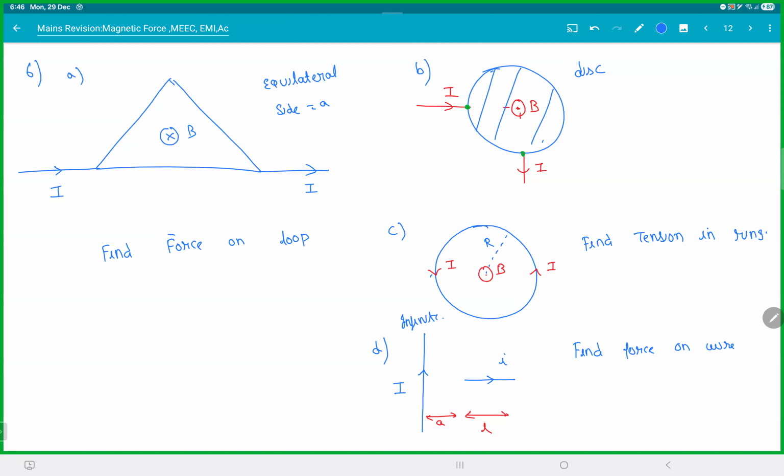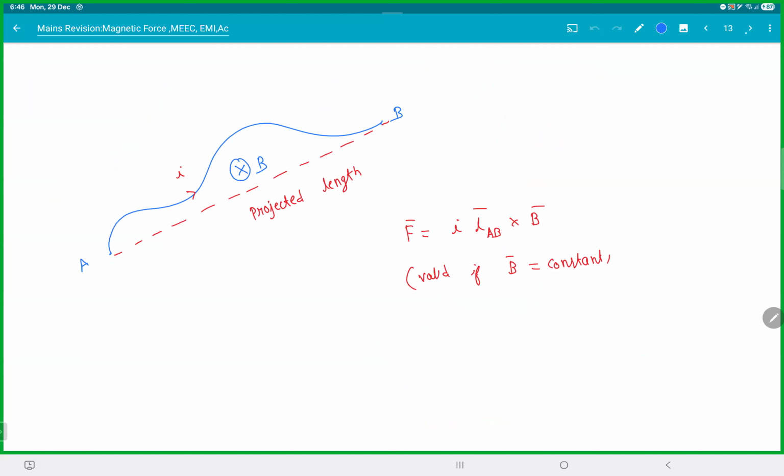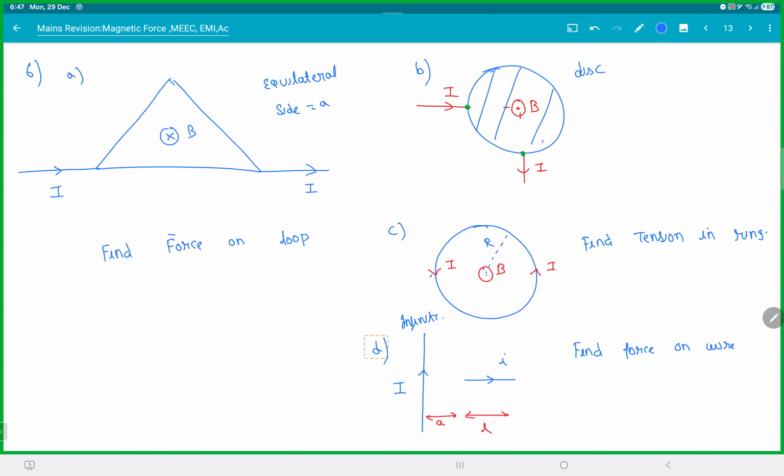Let's see. Now, these questions, right? Do you guys remember this projected length? If you have any random loop, random curved wire, and if a current I is flowing, the force on that curved wire is simply I L cross B, where L is the projected length. You simply join it from end to end. This is valid if B is constant. So it really doesn't matter how the current flows. What matters is the entry point and the exit point of the current. Are you clear?